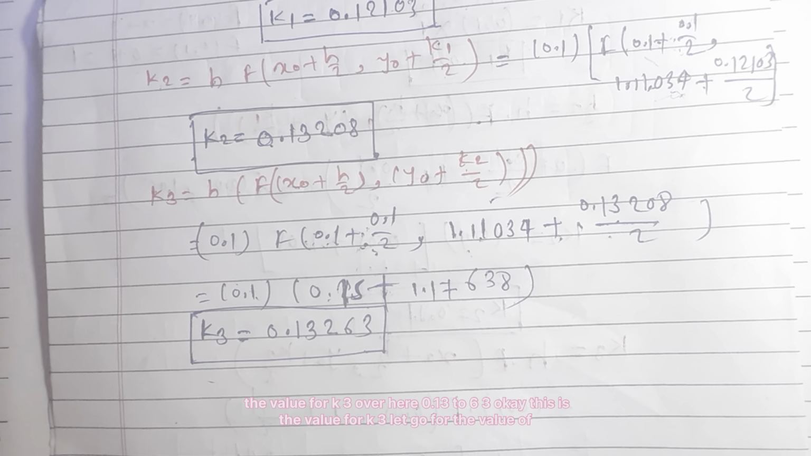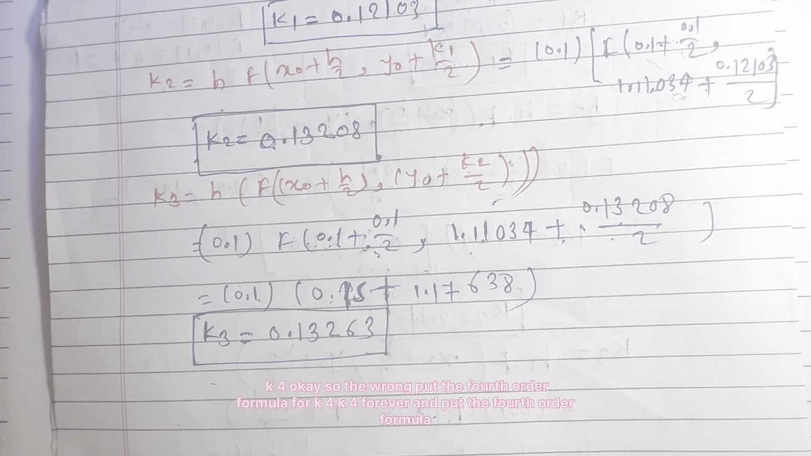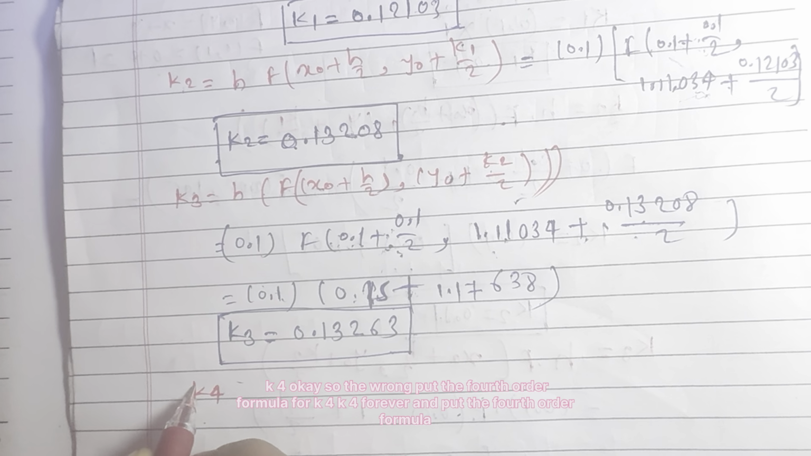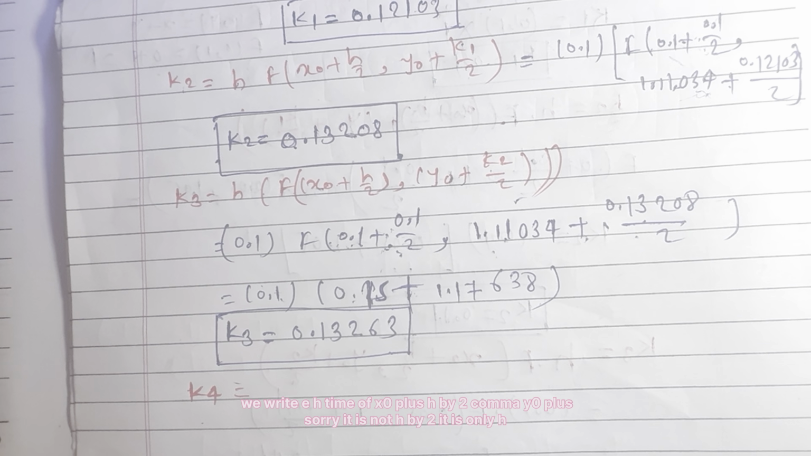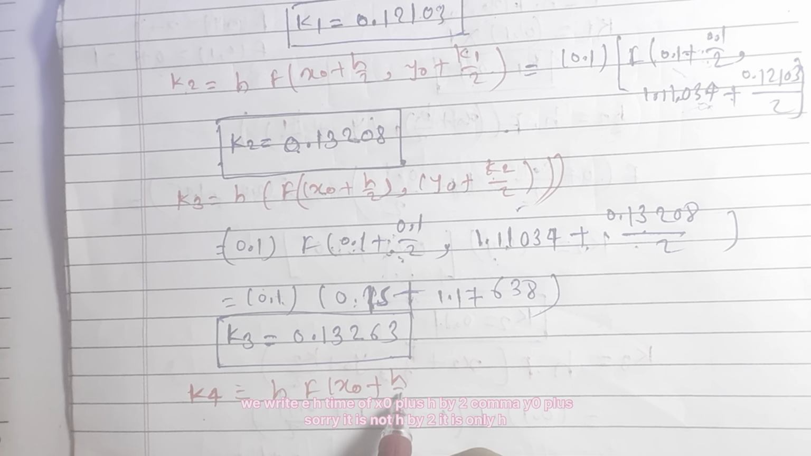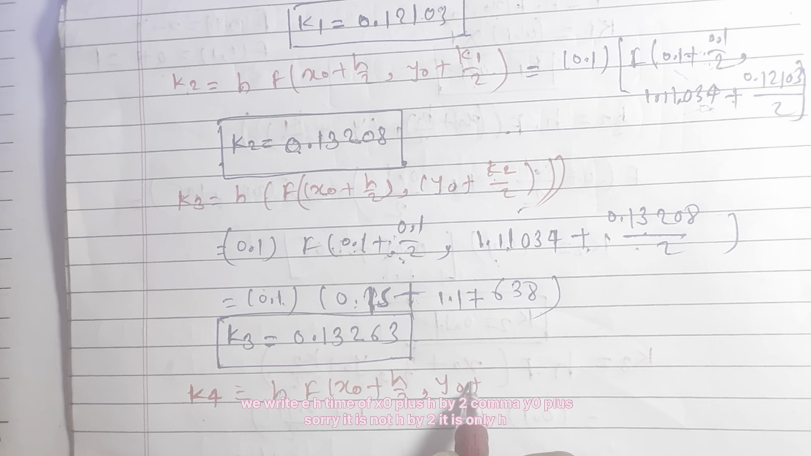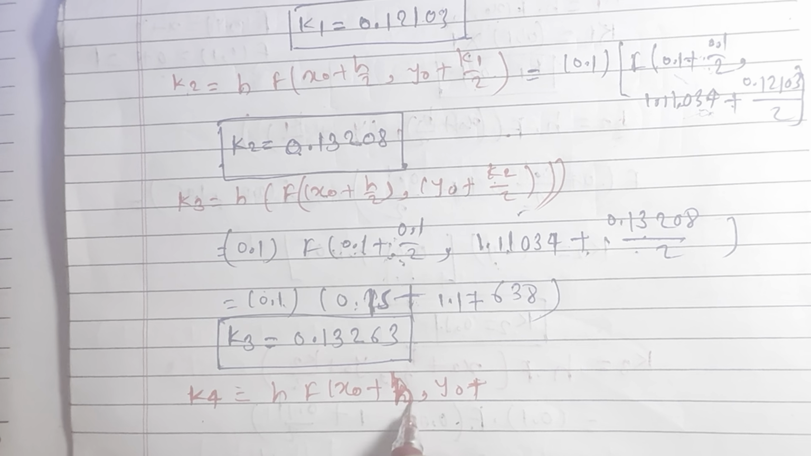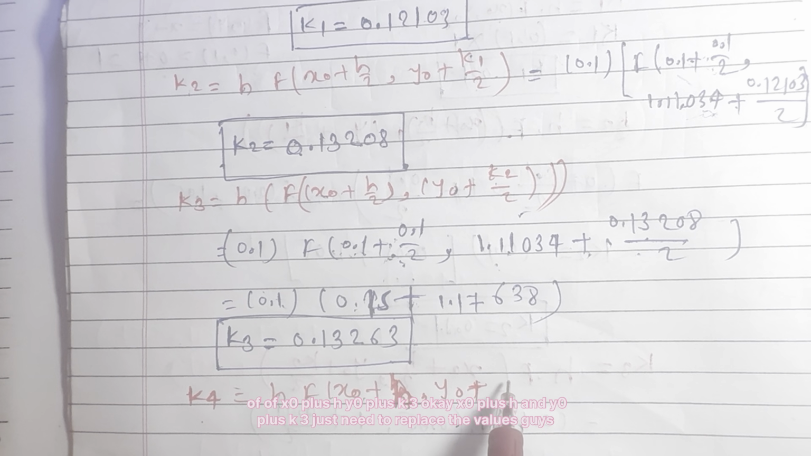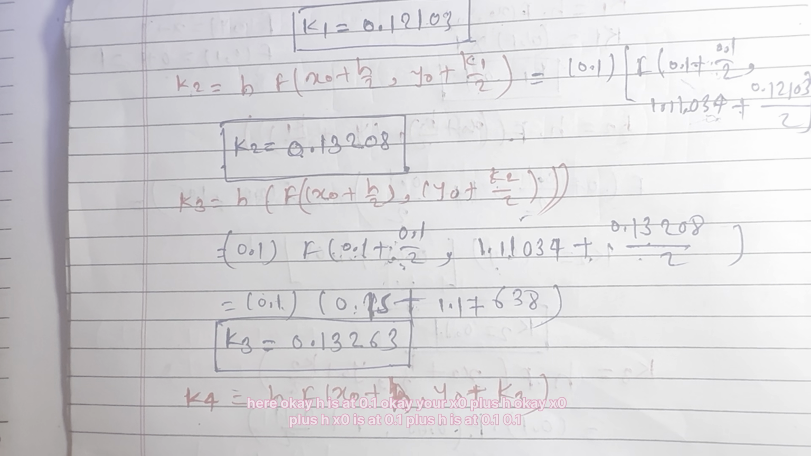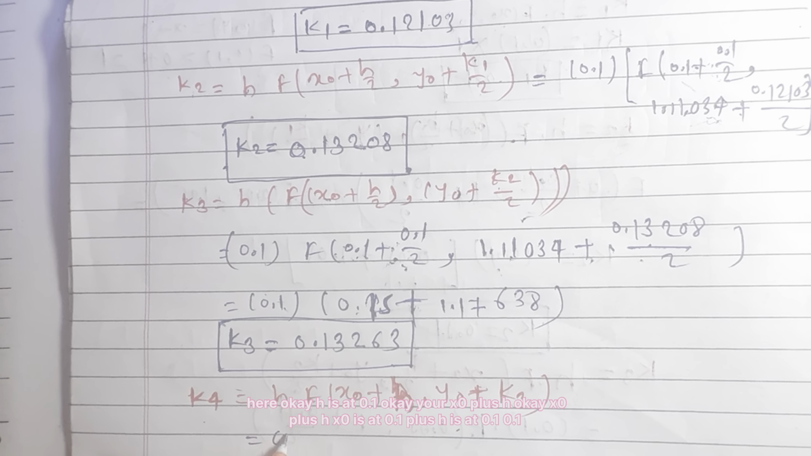This is the value for k3. Let's go for the value of k4. The Runge-Kutta fourth order formula for k4: we write h times f of x naught plus h, y naught plus k3. Sorry, it is not h by 2, it is only h. Just need to replace the values here, guys. h is 0.1.